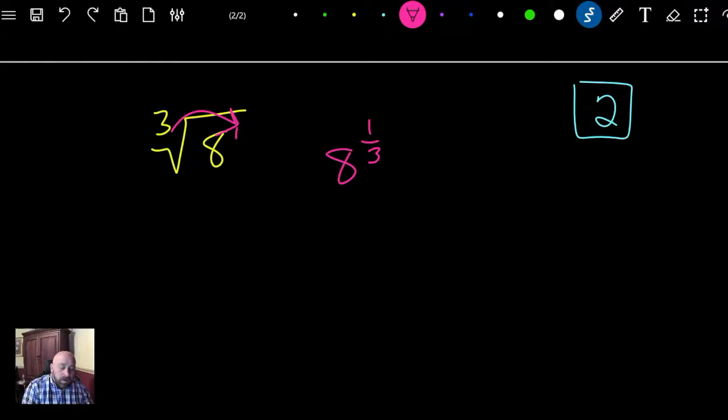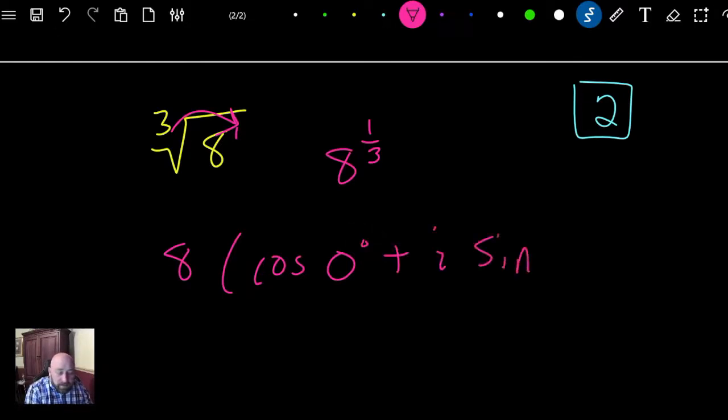Now, what we want to do here is plug this into our theorem. All right, so what is the r? The 8 is going to be the r. Your base is going to be the r, so we're going to have 8 times the cosine of, we don't have a theta. There's no theta. So we'll put the cosine of 0 degrees plus the imaginary sine of 0 degrees. Now, here's where it goes a little bit wonky. Put that there and then the 1/3.